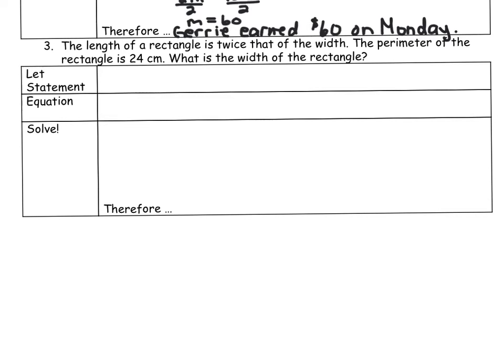The length of a rectangle is twice that of the width. The perimeter of the rectangle is 24 centimeters. What is the width of the rectangle? Pretty sure that I've given you a question like this before.